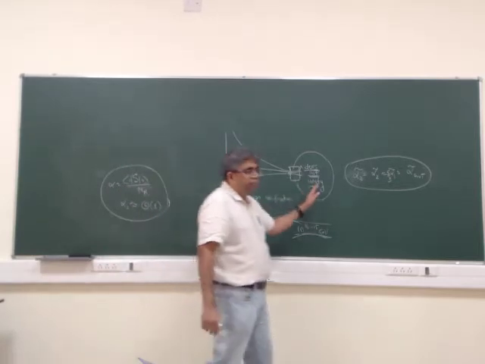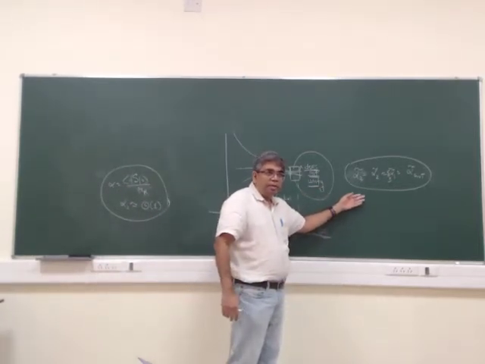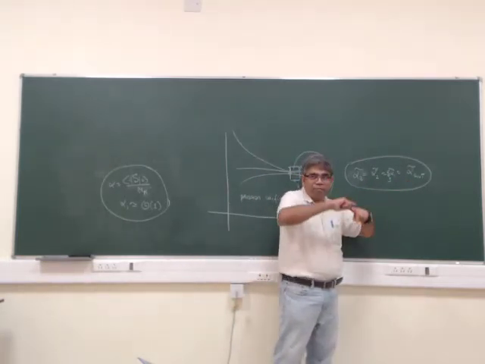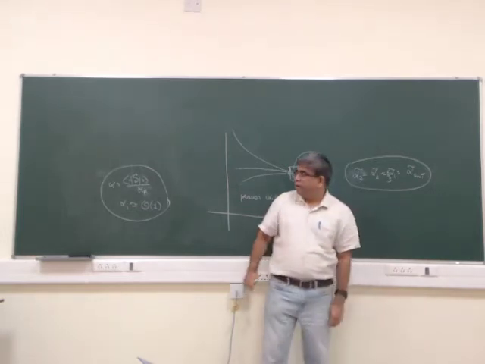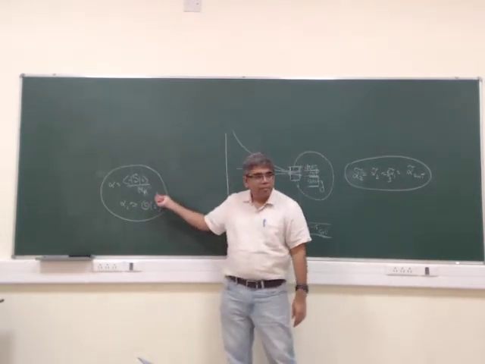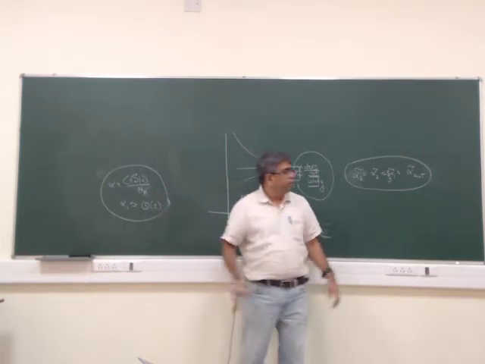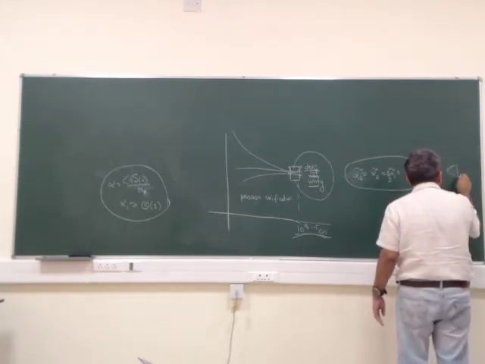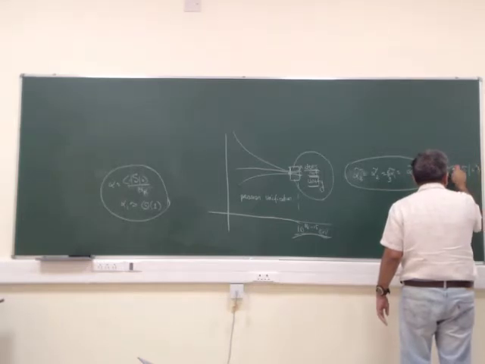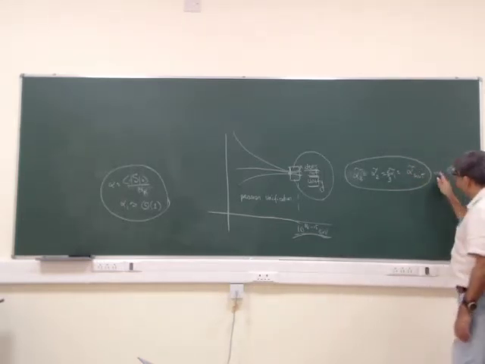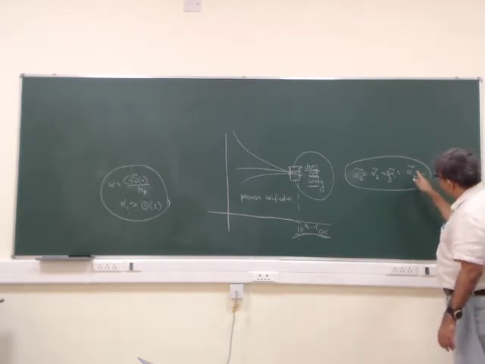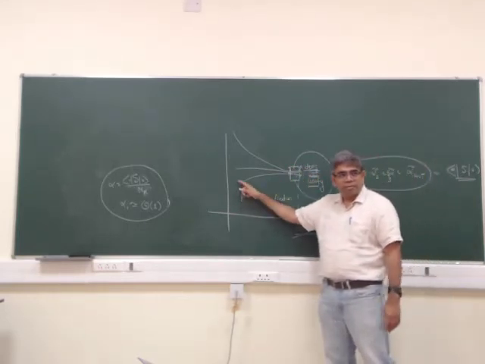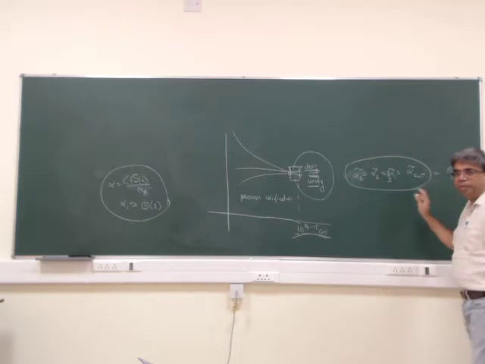Because the GUT scale is also sitting very close to the string scale, we can expect that this GUT coupling is coming from some string theory. So if the GUT coupling is coming from some vacuum expectation of some field or some coupling constant, then this runs down to giving you this pattern. This is the whole picture you want to build.